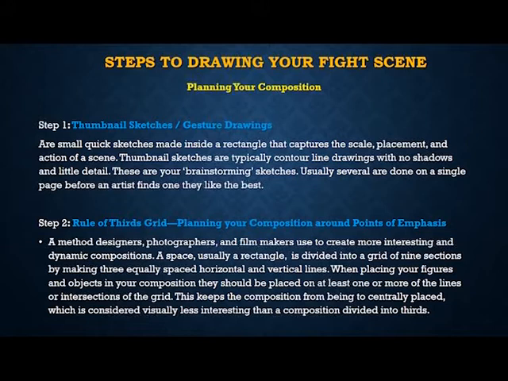All right, so when you're placing your figures and objects in your composition, they should be placed on at least one or more of the lines or intersections of the grid. So let's just say we have the first vertical line, the first of the thirds. If you place something there instead of right dab in the center, it creates a more interesting composition than if you were to place it in the center, because there's a little more room on the side of it.